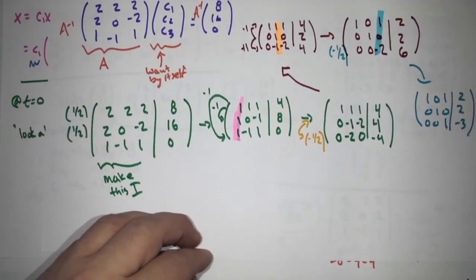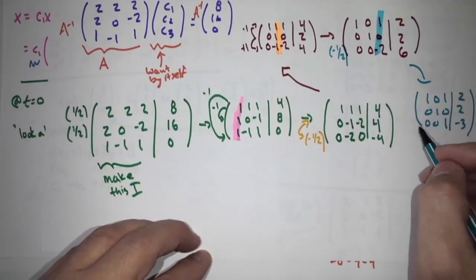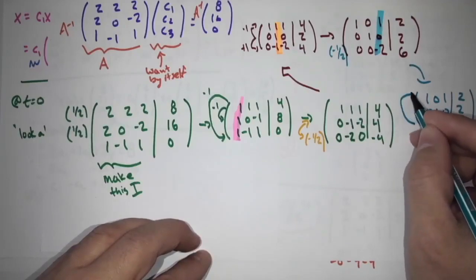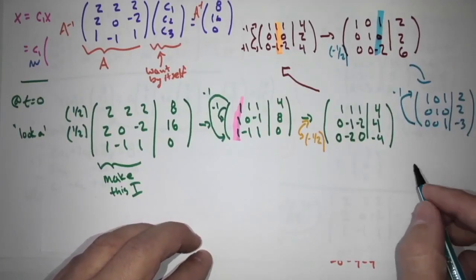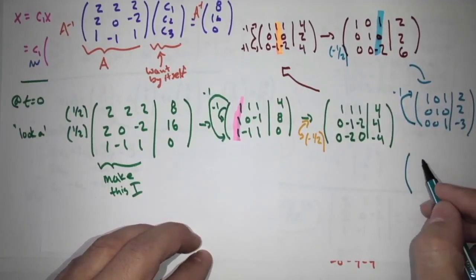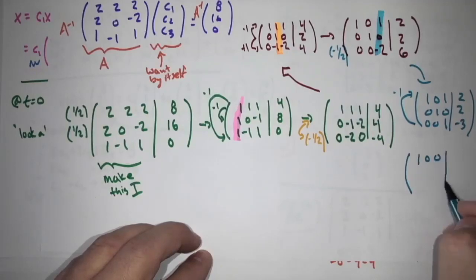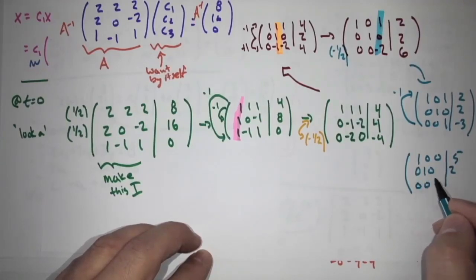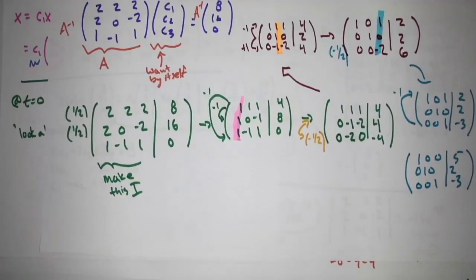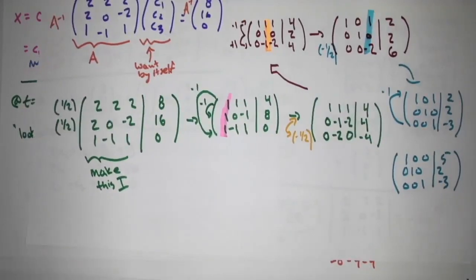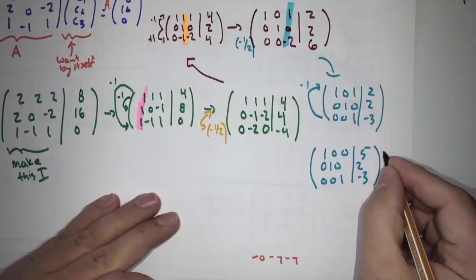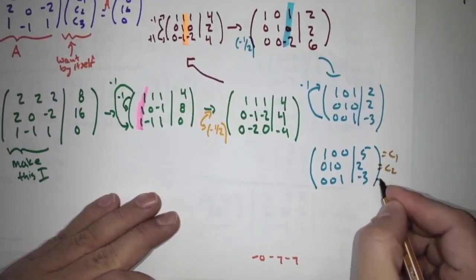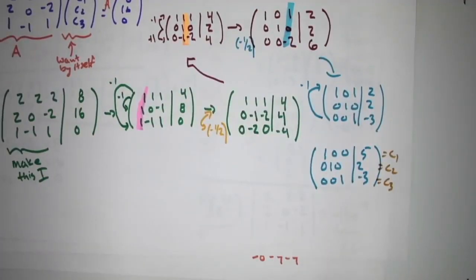What do we need to do? Subtract the bottom row from the top, which gives us 1, 0, 0, 5, 0, 1, 0, 2, 0, 0, 1, negative 3. Now, the end process here, this is C1, this is C2, this is C3. Are we done?